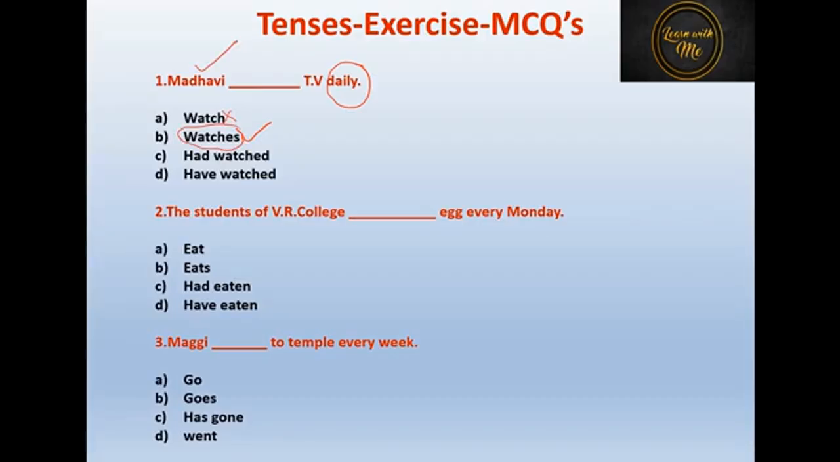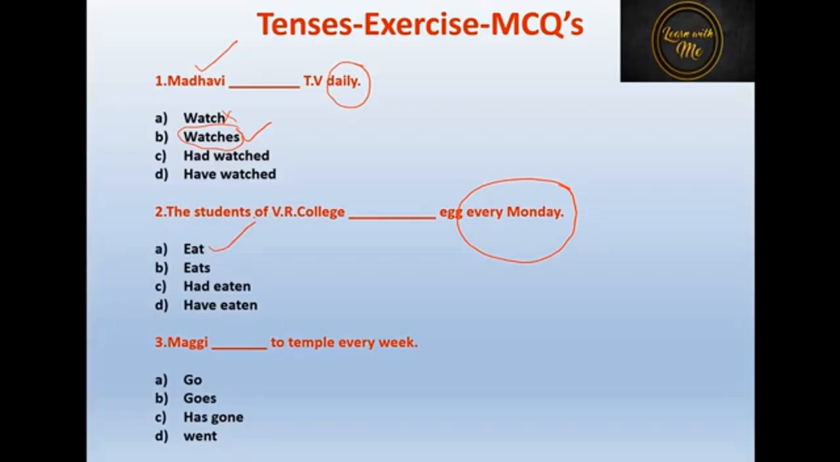Go to the second question. The students of VR college blank egg every Monday. Here also the examiner has given a clue for you. This is what type of tense? Once again simple present. The students of VR college eat egg every Monday. Every Monday. So this is in simple present. Here option A, eat is correct.